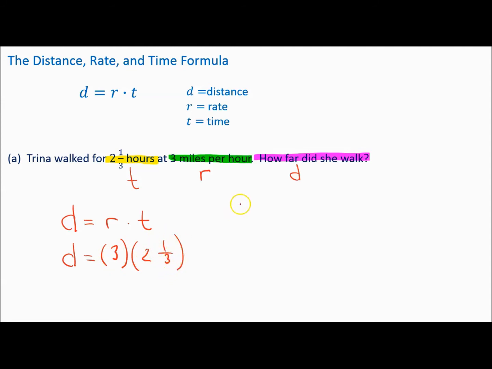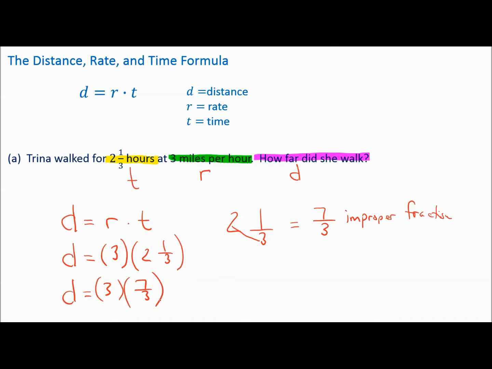The problem is we can't leave 2 1/3 as a mixed number. So when I have 2 1/3, if you'll recall, you multiply 2 times 3 is 6, and then add the numerator to get 7/3, and this is what we call an improper fraction. You would much rather multiply fractions with improper fractions than with mixed numbers. So when I multiply 3 times 7/3, it turns out great actually. This 3 over 1, these 3's cancel, and I get 7. And remember, 7 is distance, so 7 miles is my final result.